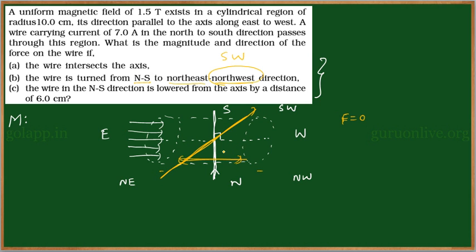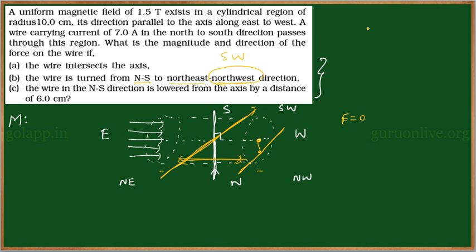And the third case is it has been lowered by some distance. If we consider this is the center of that circular surface of the cylinder, till now it is touching the axis of the cylindrical field, but here you are lowering the conductor by some distance. So we need to find out the force experienced by the conductor at this point. So these three are the motives of this problem.